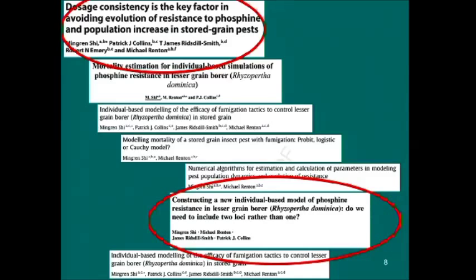And the other one here was really management focused, looking at which factors you could actually control that would delay the evolution of resistance to phosphine, and that dosage consistency, so getting a good, high or at least effective dose through the whole silo or storage facility was what was most important to delay or avoid resistance evolution.